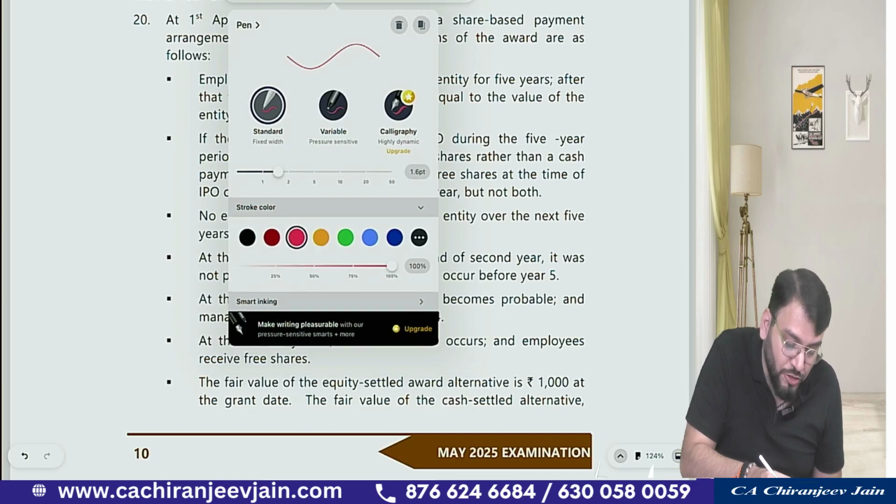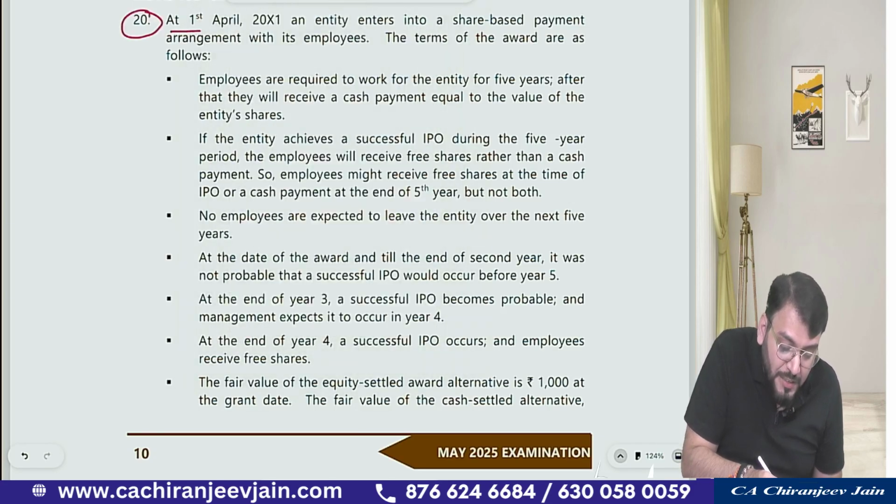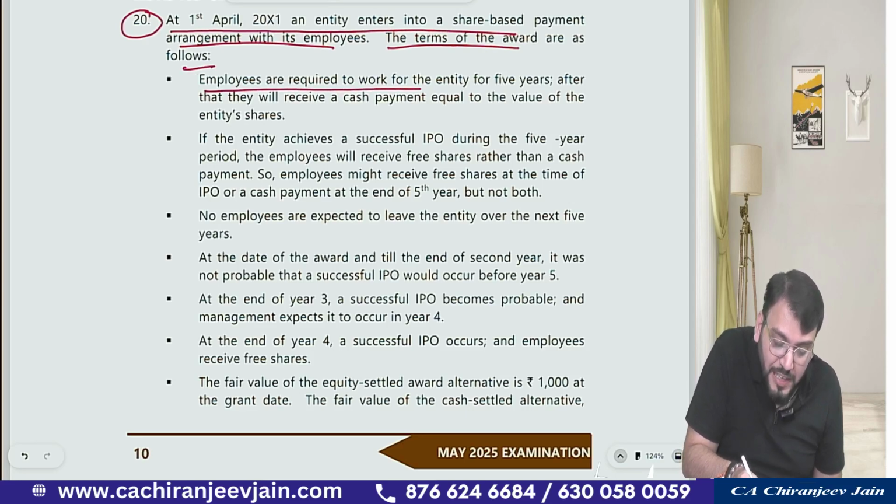Come to the question. Question number 20. As at 1st April 2001, the entity entered into a share-based payment arrangement with its employee. The terms of the award are as follows. The employee is required to work for the entity for 5 years. So 5 years becomes the vesting period. After that, they will receive a cash payment equal to the value of entity shares.